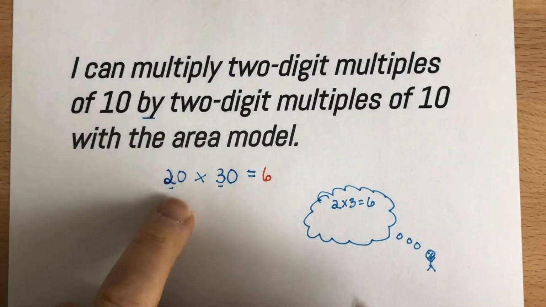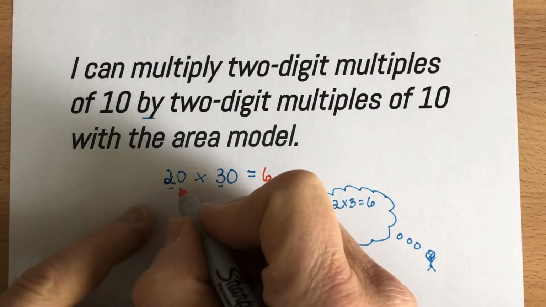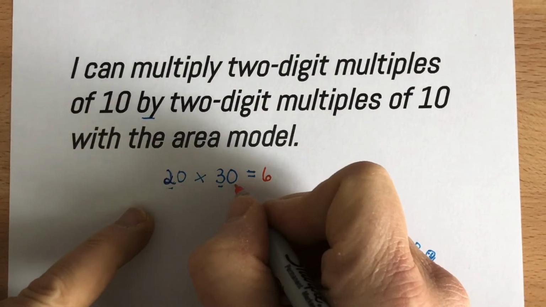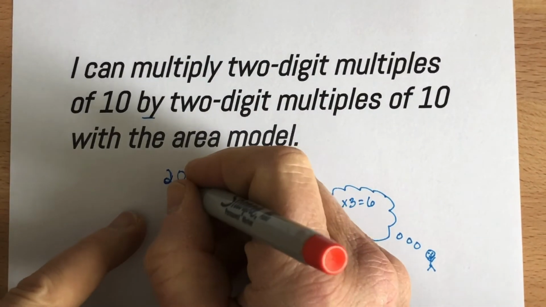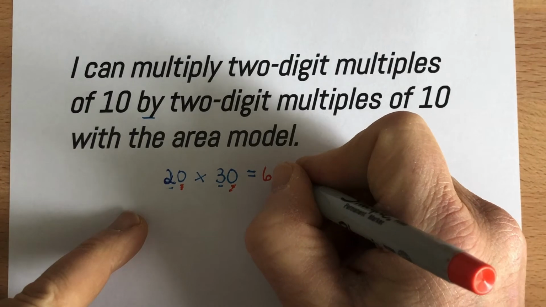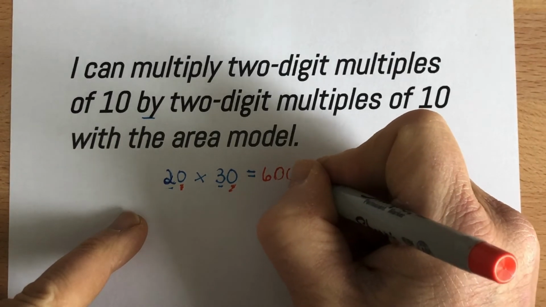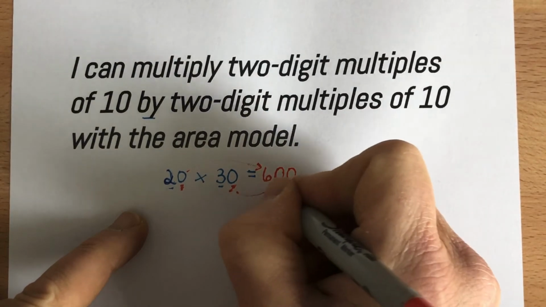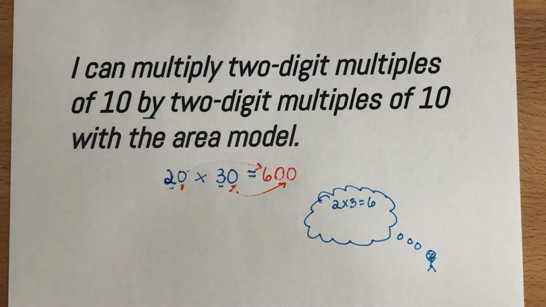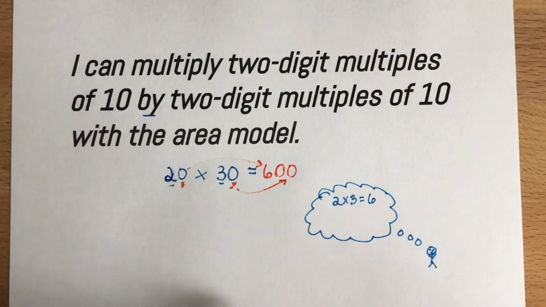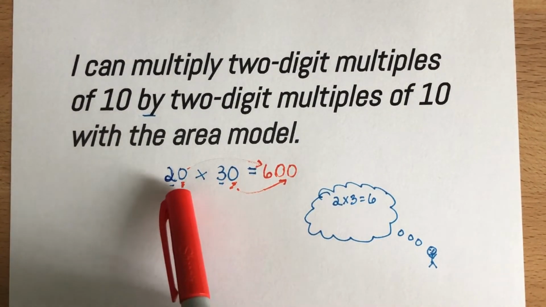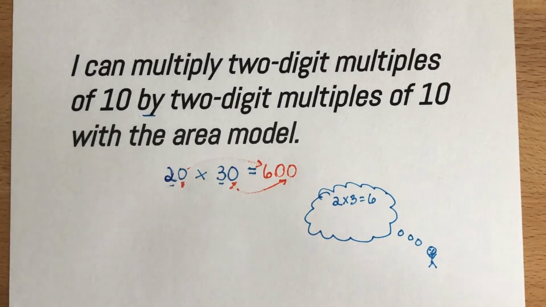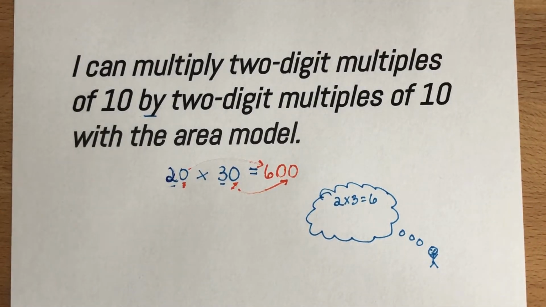I know that 20 times 30, well, this has a 0 and this has a 0. So I need to bring those two zeros over to make this 600. If I know what 2 times 3 is, that equals 6, so 20 times 30 would be 600 because there are two zeros here that need to be brought over to make it 600.